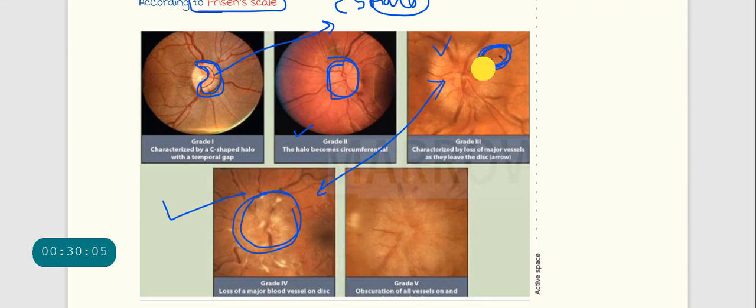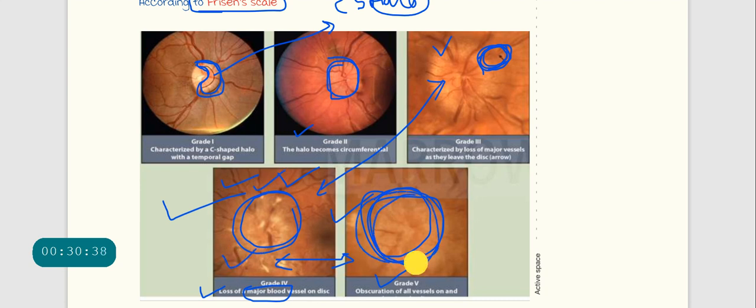In grade 5 all vessels are gone. Okay, you can distinguish between 4 and 5. You can see some blood vessels over here, and all blood vessels in the fifth are gone. All are obstructed. The next is AION, that is nothing but anterior ischemic optic neuropathy.